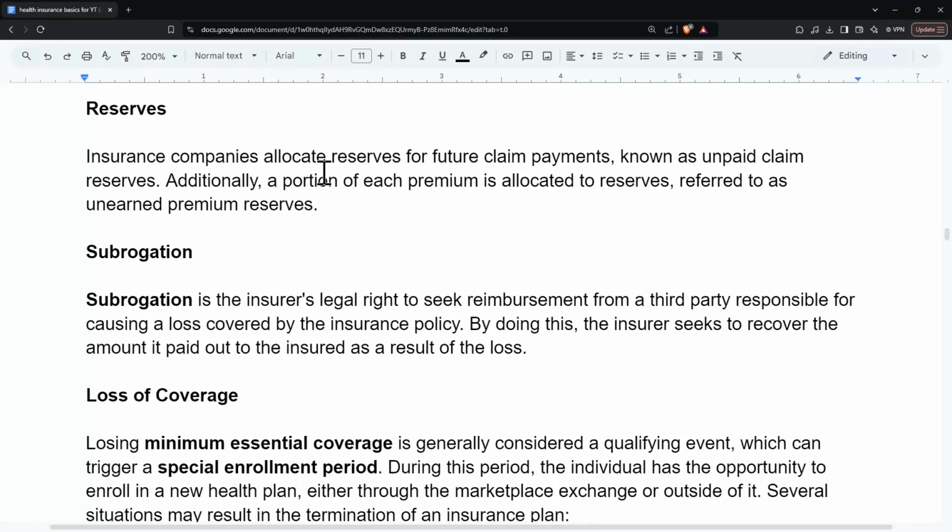Additionally, a portion of each premium, so when someone pays their health insurance premium, a portion of that premium goes towards reserves.